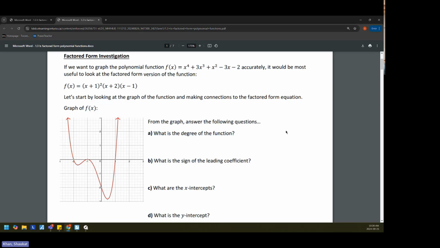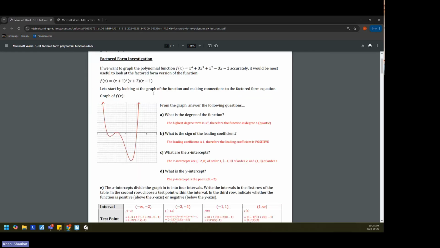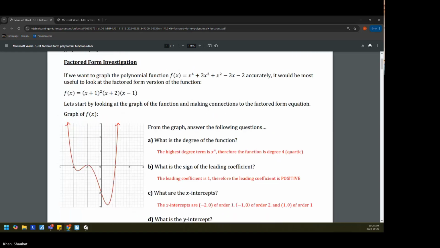Well, what's the degree of the function? We know that there is 1, 2, 3 turning points. So if that is the maximum amount of turning points, we know that the degree is probably 4. But is there another way to figure that out? Let's find out. Well, we just look at the highest degree. If you have the equation, we know x to the 4 is the highest, so the function is degree 4.